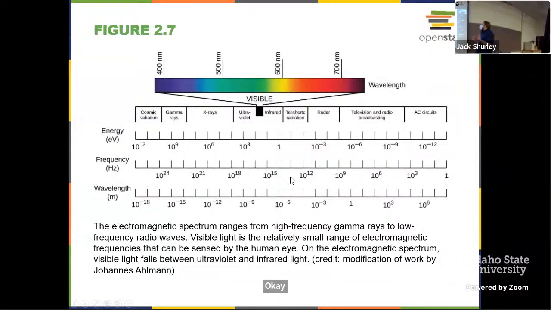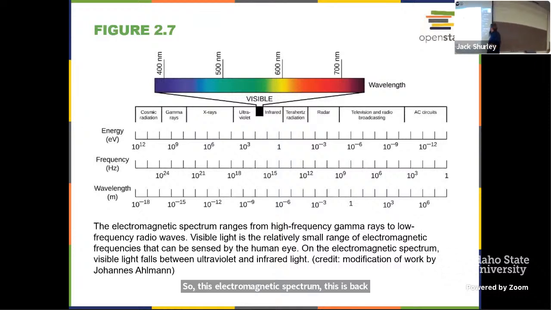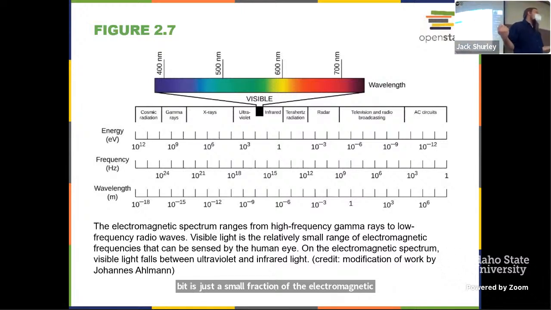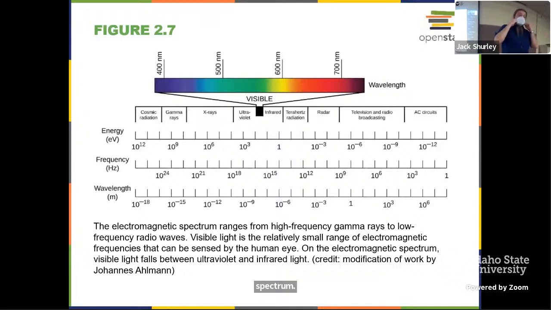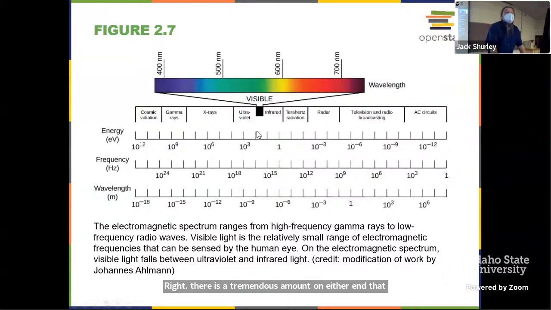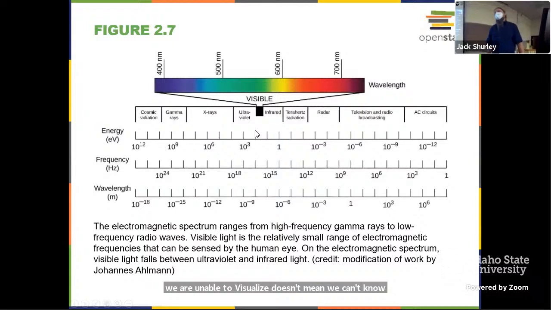So this electromagnetic spectrum, this is back to those wavelengths that we showed just a second ago. The visible bit is just a small fraction of the electromagnetic spectrum, what we can actually see, what we can perceive. There is a tremendous amount on either end that we are unable to visualize.